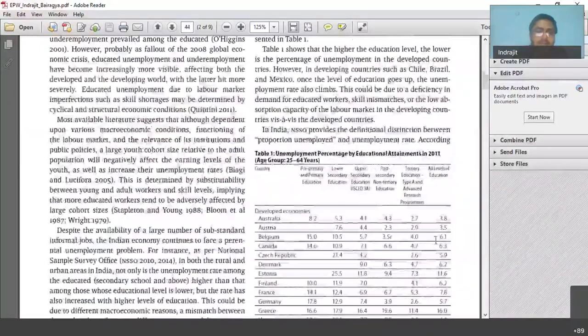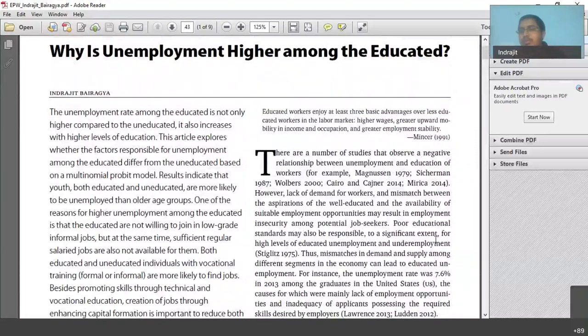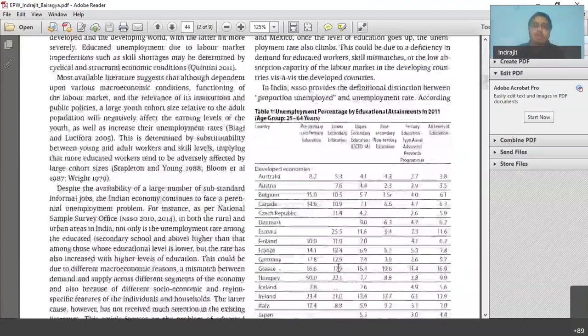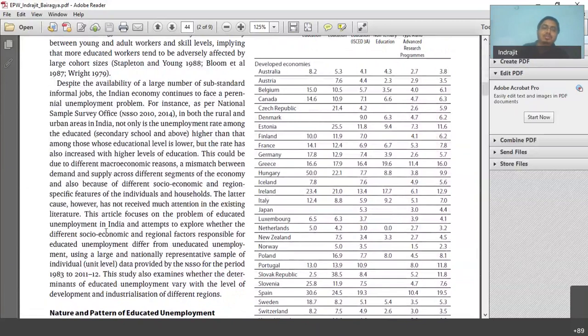Then the analysis starts with international figures. But let me tell you, here is the crack. You have to motivate your issue, because this is the expectation. But this is not happening: educated people are not better off on all three parameters in every place. In some places, exceptions also happen. And why does this exception take place? That is the question. So you have to motivate your issue, and soon after motivation, you have to mention your objective very clearly. So here our objective, I have mentioned, is that this article focuses on the problem of educated unemployment in India and attempts to explore whether the socioeconomic and regional factors responsible for educated unemployment differ from those for uneducated unemployment.